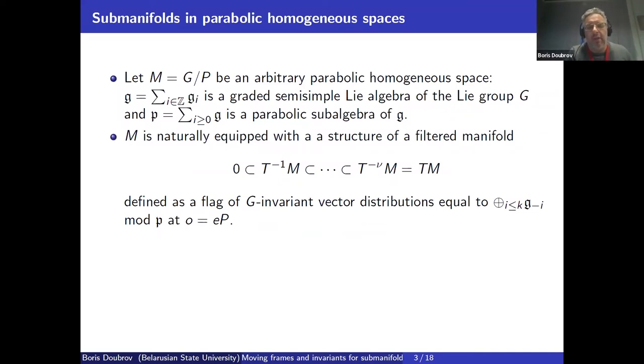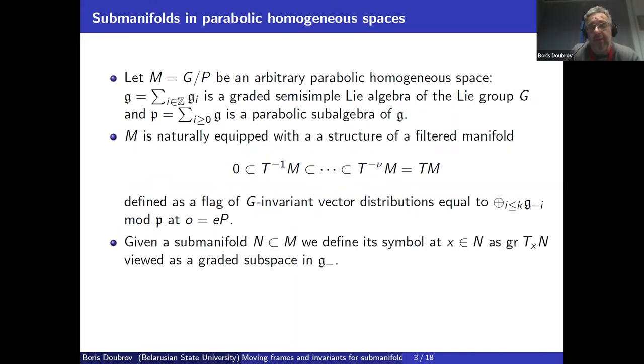So we have a parabolic homogeneous space, which is a filtered one. Then we have a submanifold of arbitrary dimension. The dimension will be denoted by r later in the presentation. As I said, it is of arbitrary dimension today.